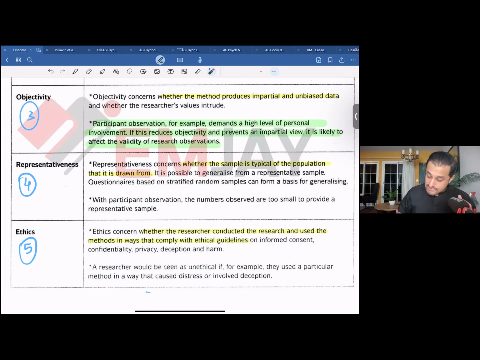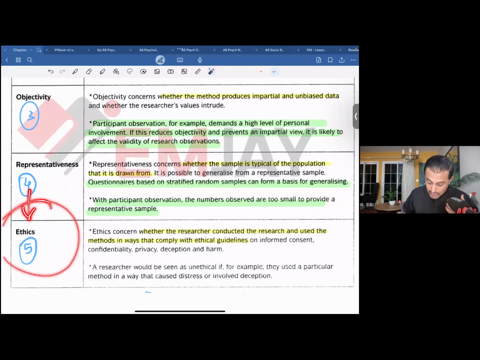So representativeness concerns whether the sample is typical of the population that it is drawn from. It is possible to generalize from a representative sample. Questionnaires based on a stratified random sample can form a basis for generalizing. With participant observation, the numbers observed are too small to provide a representative sample. If the data you've collected is from very few people, then you cannot claim that the findings of your research would be representative of the wider target population.